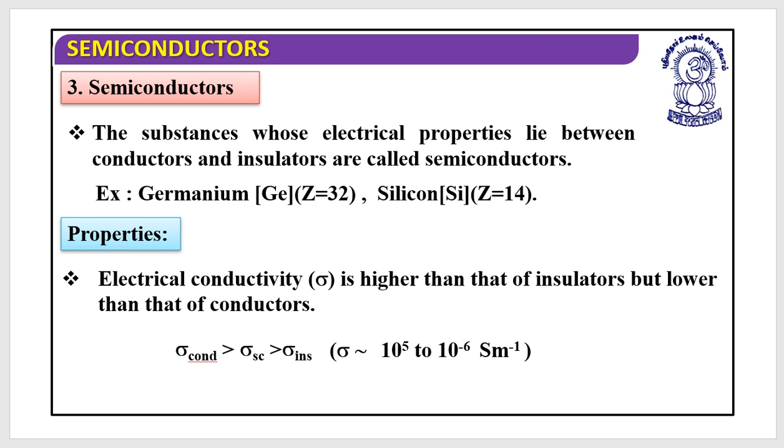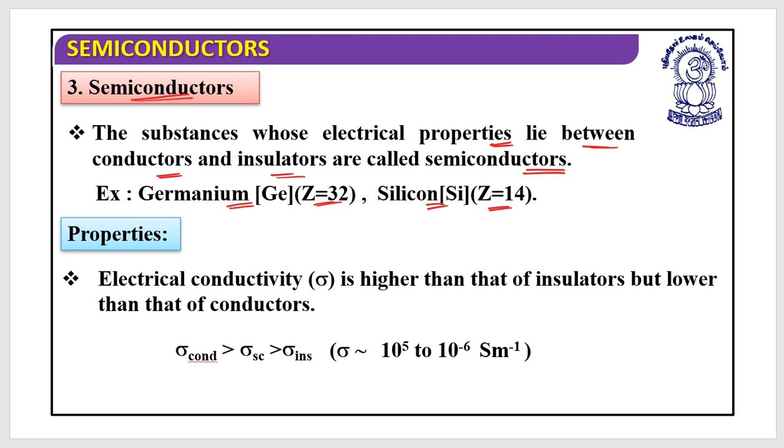Now let's discuss the very important semiconductors. They are the substances whose electrical properties lie between the conductors and insulators, and they are known as semiconductors. The examples of semiconductors are germanium, which is atomic number 32, and silicon, atomic number 14.